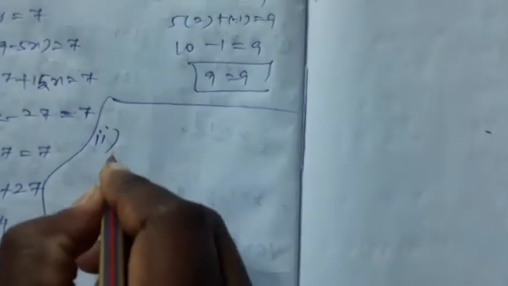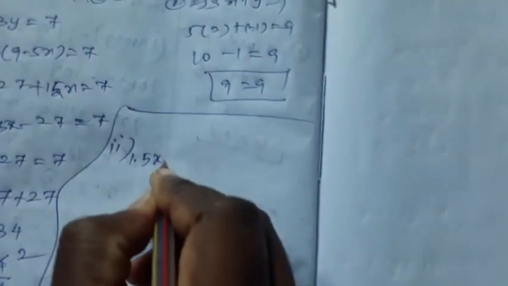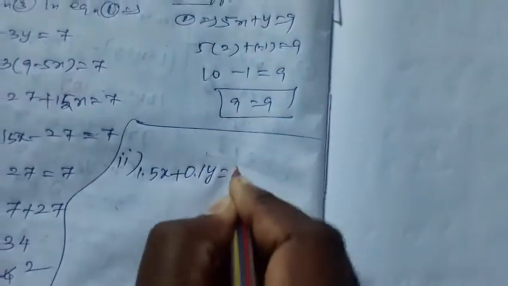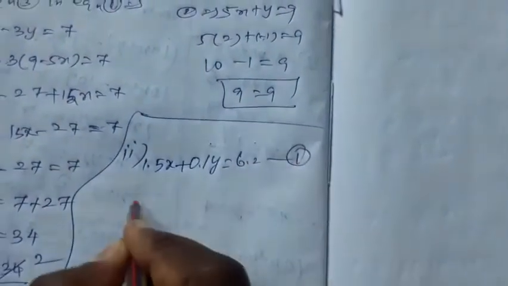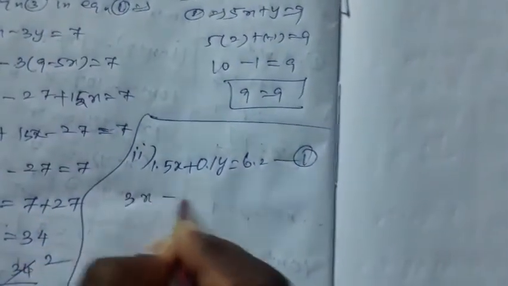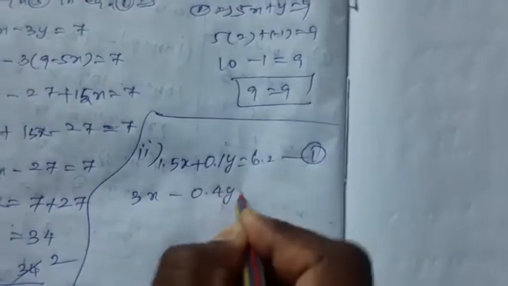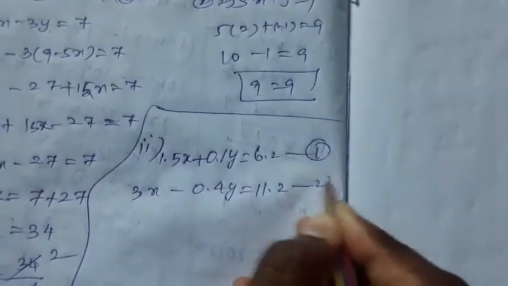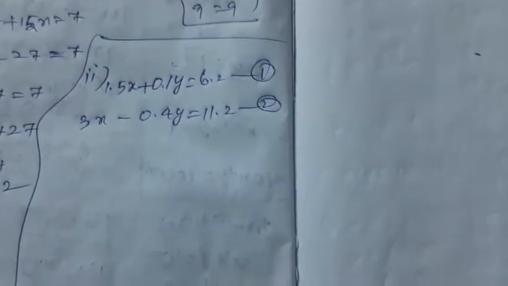Let's take the first equation: 1.5x plus 0.1y equal to 6.2, equation number 1. Next, 3x minus 0.4y equal to 11.2, equation number 2. Here, we see that the given equations are in decimals.